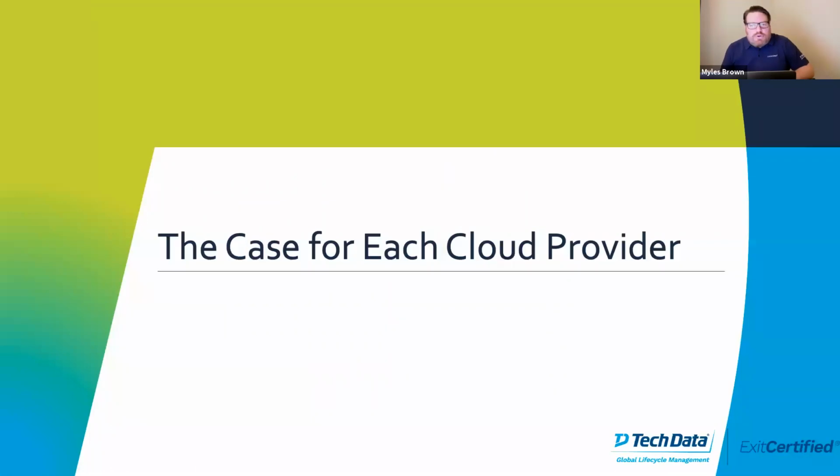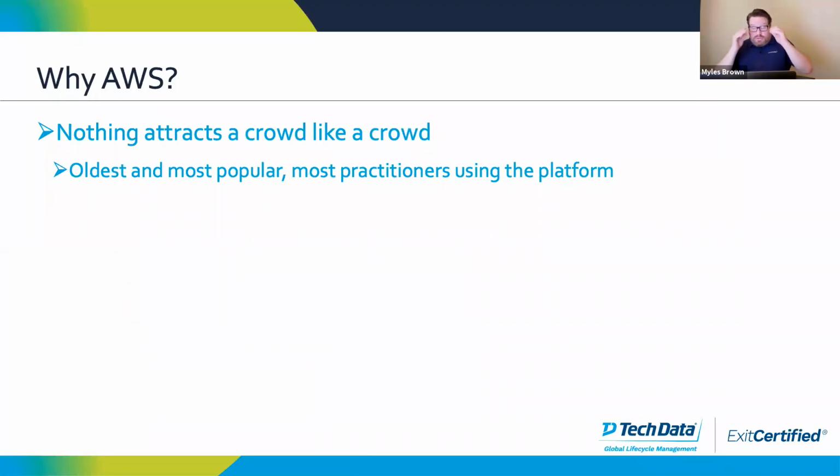But beyond just the infrastructure, what is the big case for each vendor, right? So we'll start with AWS. And the biggest selling point there is that it is wildly popular, right? It's the oldest, it's the most popular. They have the most practitioners out there using the platform. So when it comes to hiring, it's a little easier to find somebody who knows AWS than Google Cloud. There's more people with certifications, all that kind of thing.